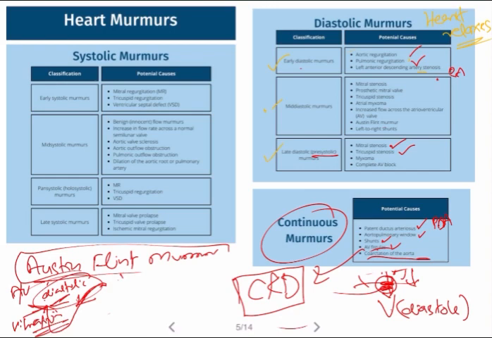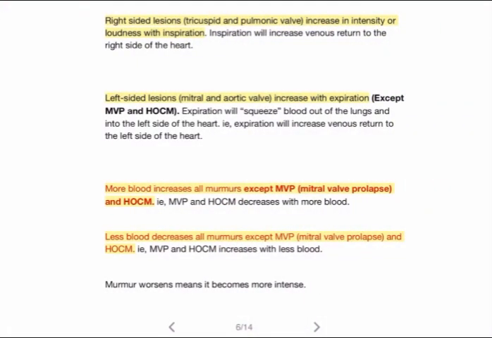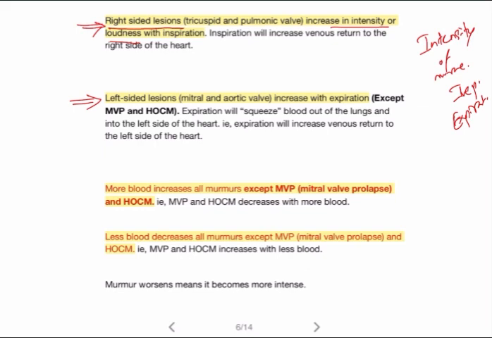Now coming to the next topic, you have to see what happens to the intensity of murmur with inspiration as well as expiration. The intensity of murmur with inspiration and expiration is an MCQ question. So here we have a right-sided lesion. This is why I focused mostly on right-sided and left-sided lesions in the beginning. A right-sided lesion, that is tricuspid and pulmonary valve, increases in intensity or loudness. That means the murmur is louder with inspiration.